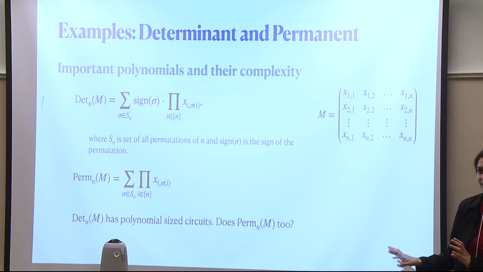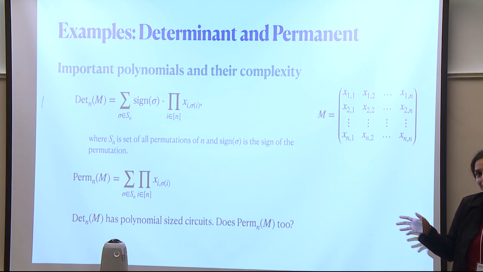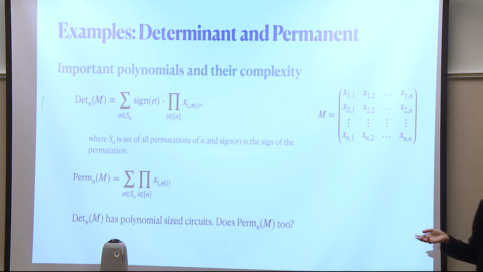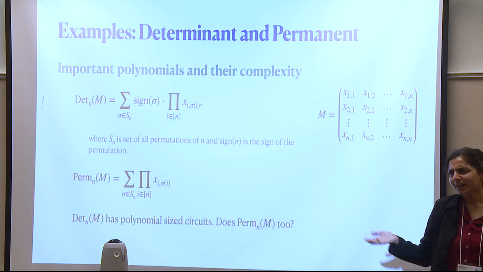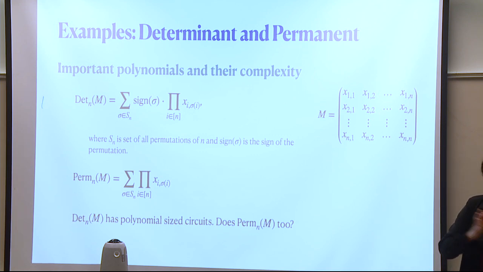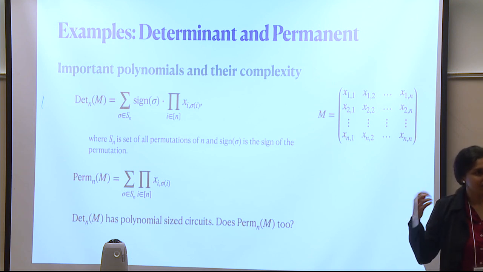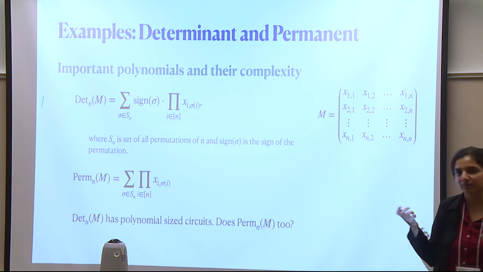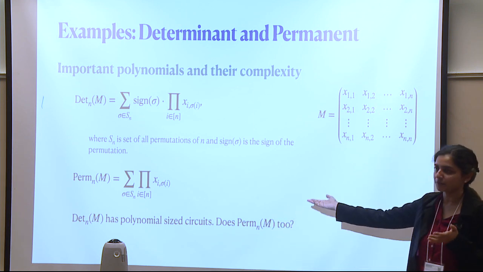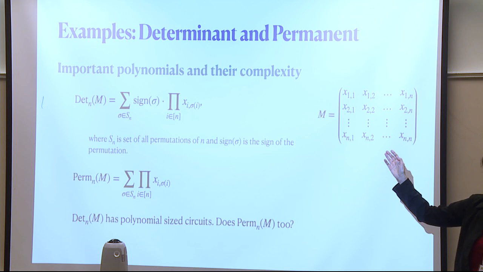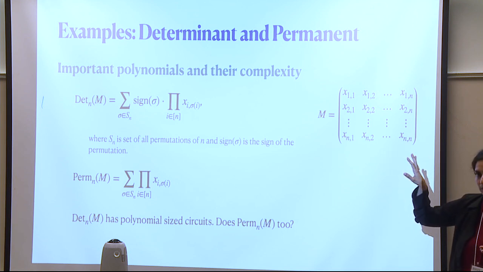So if efficient computation in algebraic complexity maps to efficient computation in Boolean complexity, which it better, otherwise the field has no meaning in some sense, and it does. You would imagine that maybe not exactly the same algorithm, but some algorithm gives an efficient upper bound for determinants. So we know that there are polynomial size algebraic circuits that compute the determinant. This is well known.